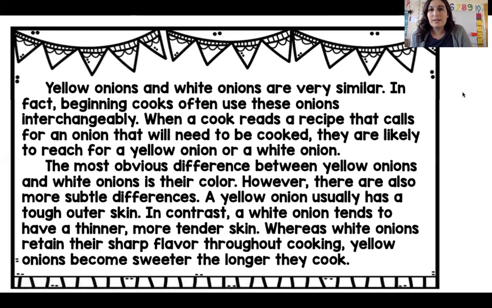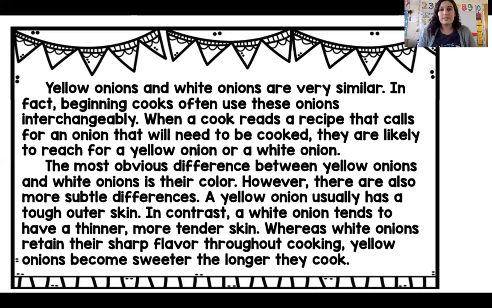Yellow onions and white onions are very similar. In fact, beginning cooks often use these onions interchangeably. When a cook reads a recipe that calls for an onion that will need to be cooked, they are likely to reach for an onion, a yellow onion or a white onion.